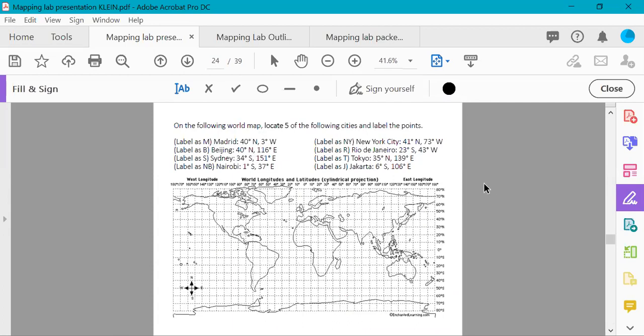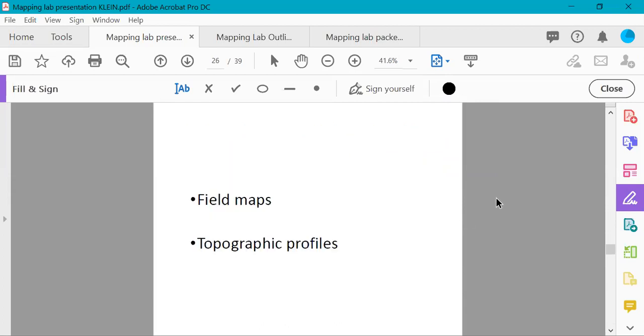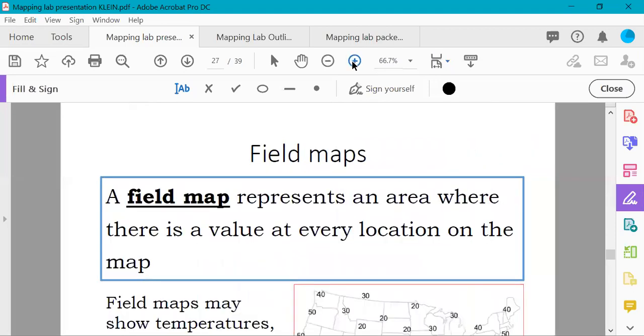Now you could either print this page out, label, and then you would take a photo or scan your answer, or you can use the snipping tool, make a snapshot of this and then draw on that. There are different ways also, and then the next part, you have to determine the latitude and longitude of some of these points, well, all of these points. So we can do that later, but now I just want to get into field maps, and then I will give you the rest of the lab time to work on the packet.